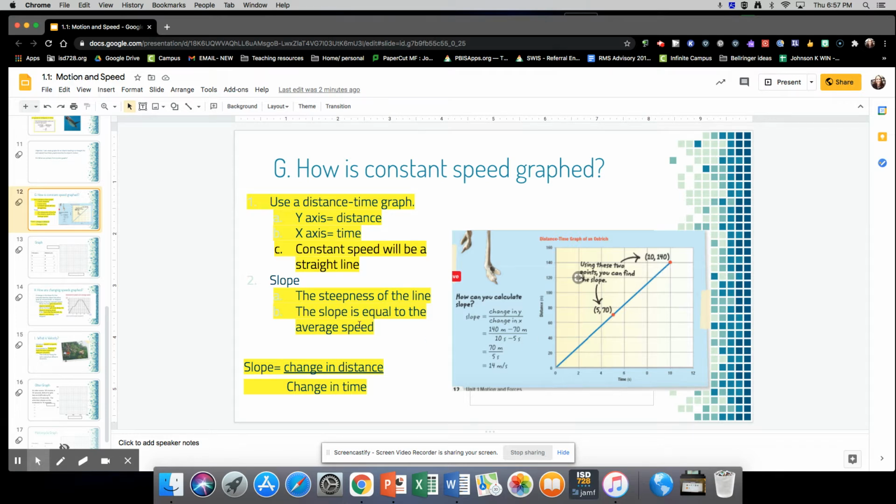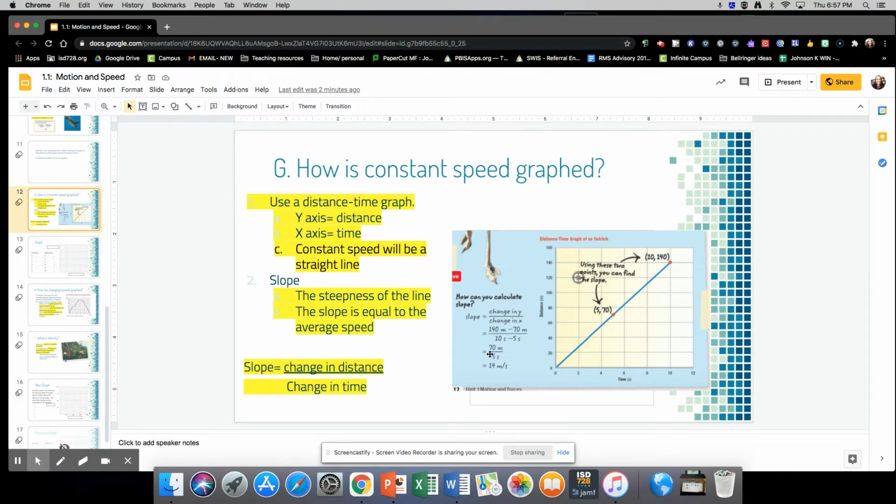Now the steepness of the line, which is the slope, is equal to the average speed. The slope is the change in distance divided by the change in time. So what we would do is pick any 2 points on the line and divide. This point is at 5, 70, and this point is at 10, 140. So we find the change in distance, which is 140 minus 70.